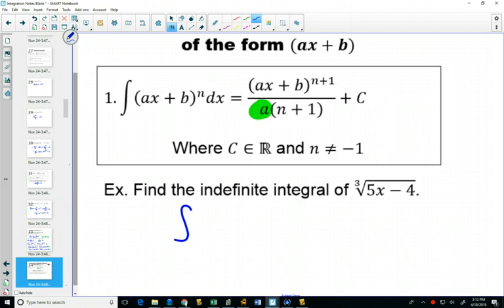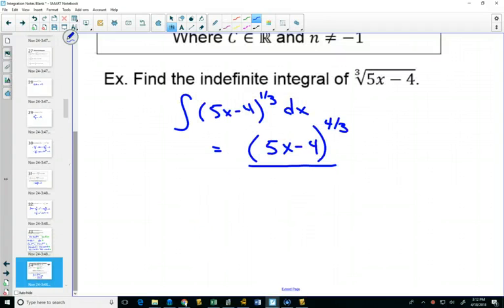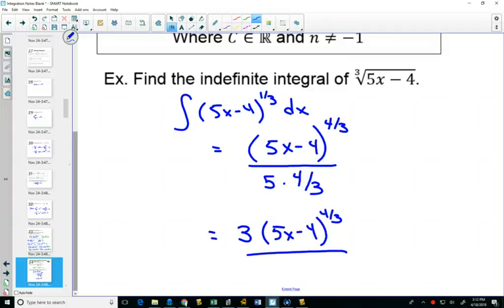Okay, so here we want to find the indefinite integral, and I'm going to change the cube root to a 1/3. What would this be equal to? Well, the power rule says add 1 to the exponent and divide by your new exponent. And the ax plus b tells us if you did a chain rule, you would have to multiply by 5 afterwards. So to undo that, we're going to have to divide by 5 as well. Simplifying this complex fraction, we divide by 20 over 3. That's the same as multiplying by the reciprocal. So we would get 3, 5x minus 4 to the 4/3, all divided by 20, plus c.